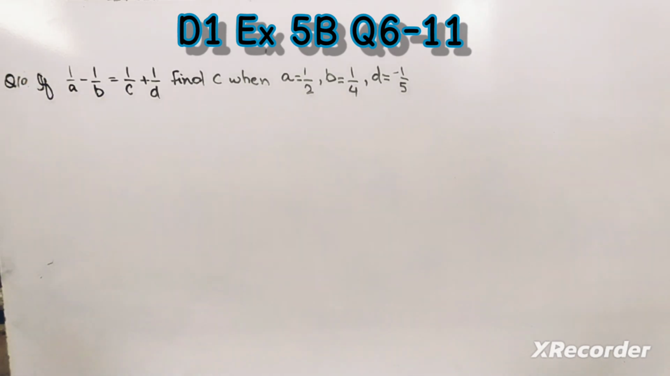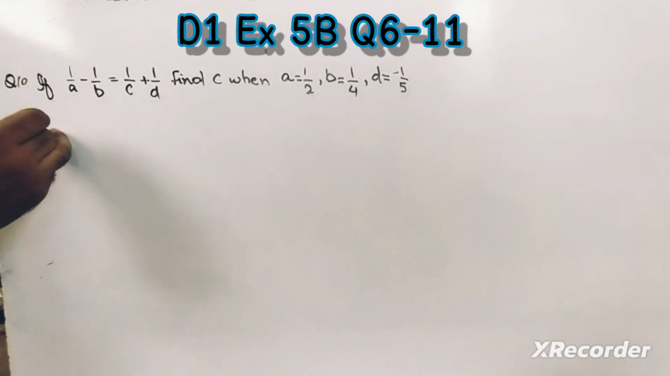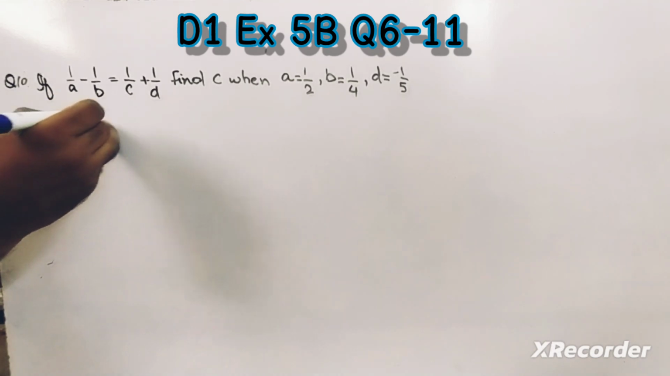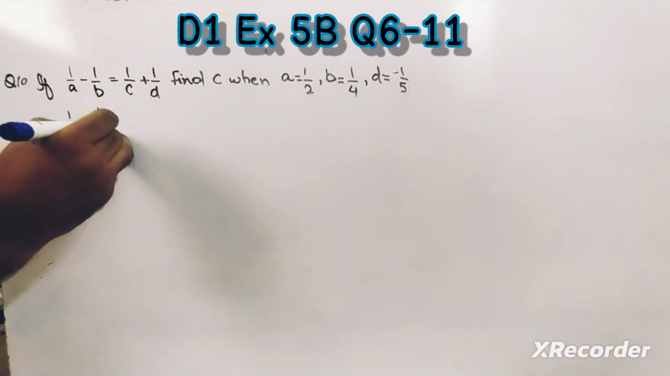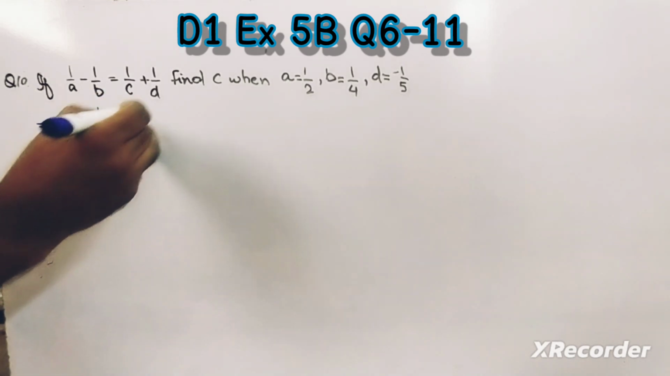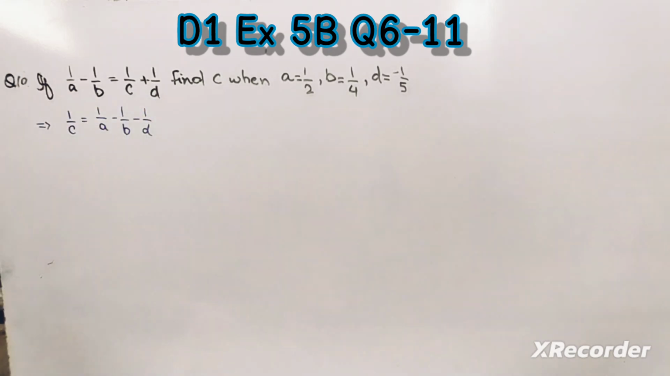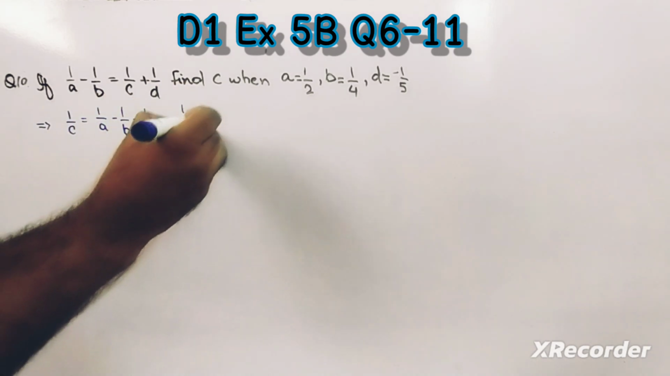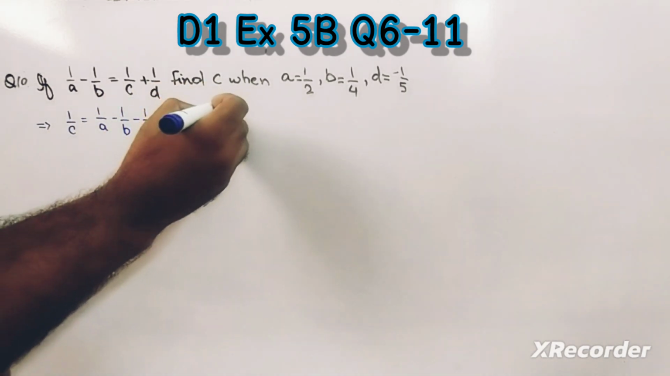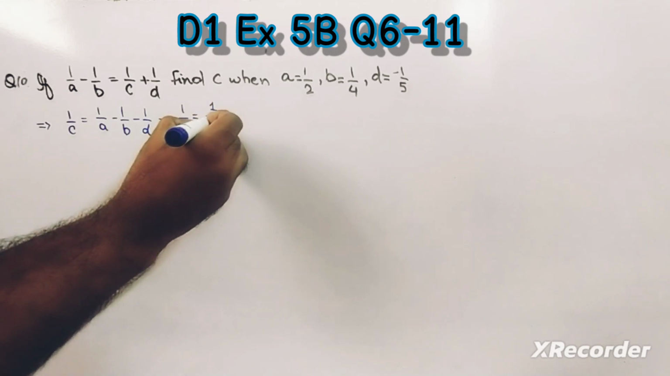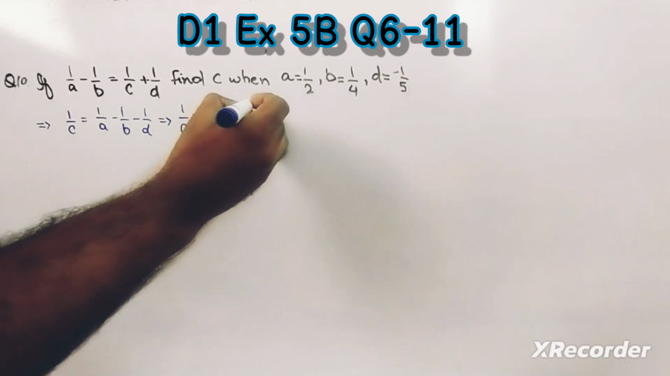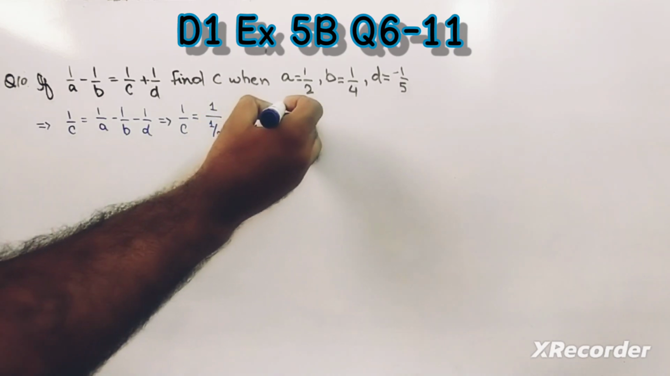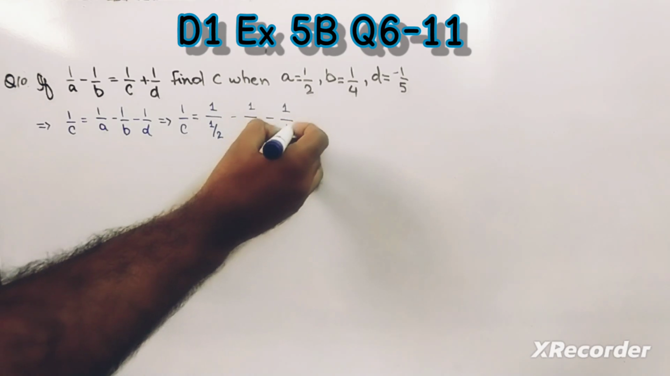So first of all, we have to manipulate this formula to our required formula like that. 1 upon C is equal to 1 upon A minus 1 upon B minus 1 upon D. By substituting the values, what we get, 1 upon C is equal to 1 upon half less 1 upon 1/4 less 1 upon minus 1 upon 5.